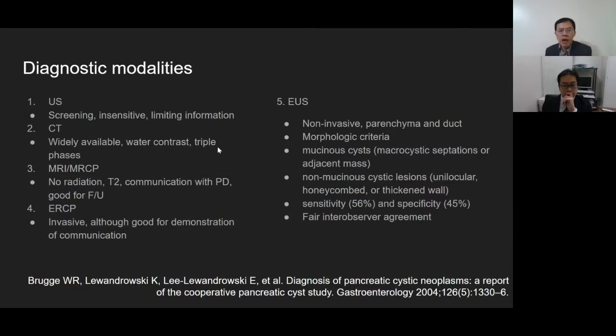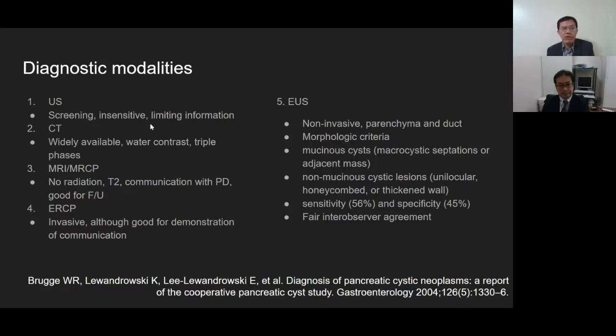So how many modalities do we have to make a diagnosis of pancreatic cyst? It's very important. If you don't know the specific kind of cystic pancreatic lesion, then you don't know exactly what you're going to do with that kind of cyst: leaving, cutting, or ablation. We don't know, right? So what do we have?